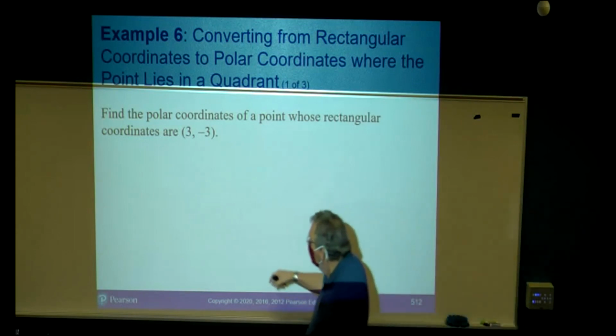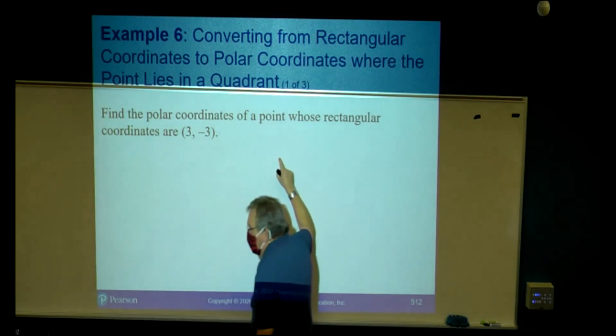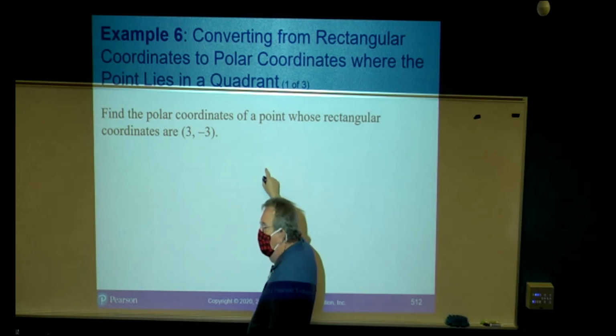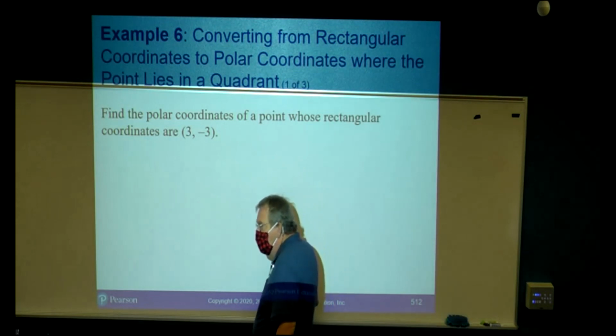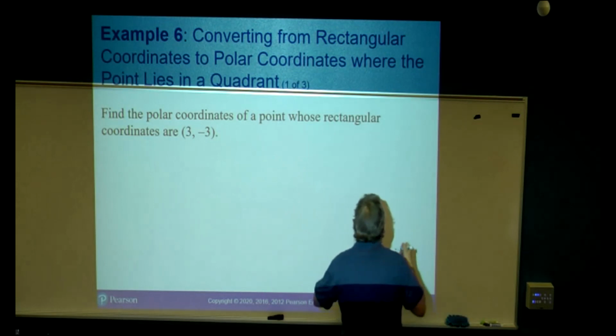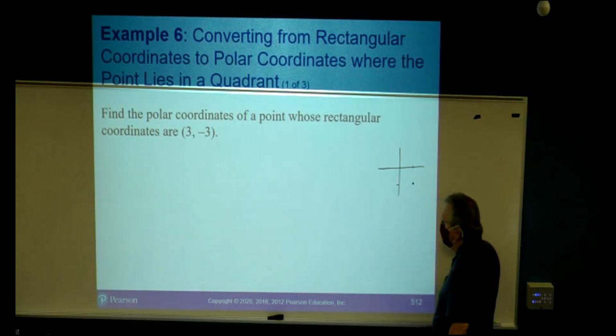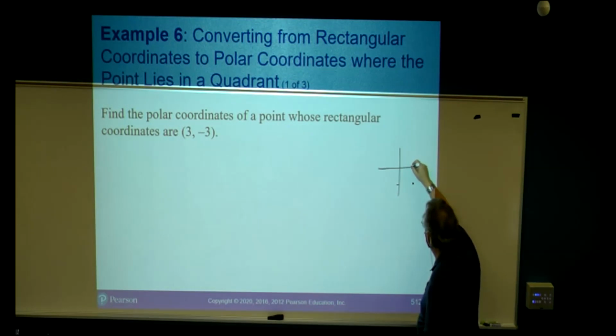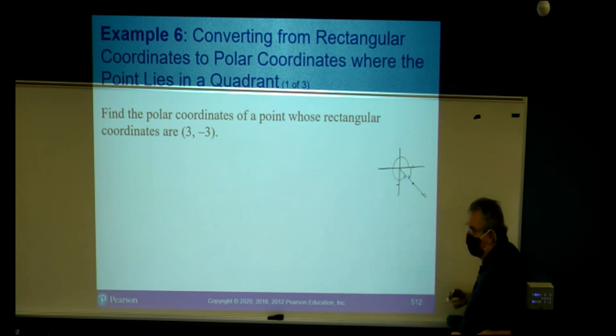Now, if the absolute value of x and y are the same number, then it's one of the 45-degree angles. It's either pi over 4, 3 pi over 4, 5 pi over 4, or 7 pi over 4. So it just all depends on which quadrant we wind up in. 3, -3 is over here. So that means this ray here is either from this angle or this angle. It just depends if you want to represent it as a positive angle or a negative angle.